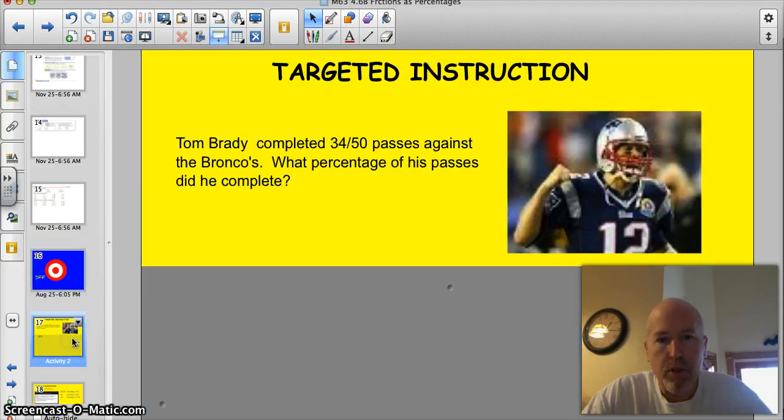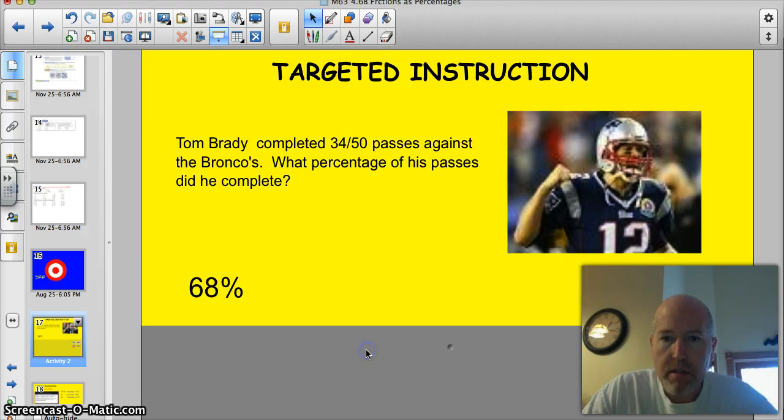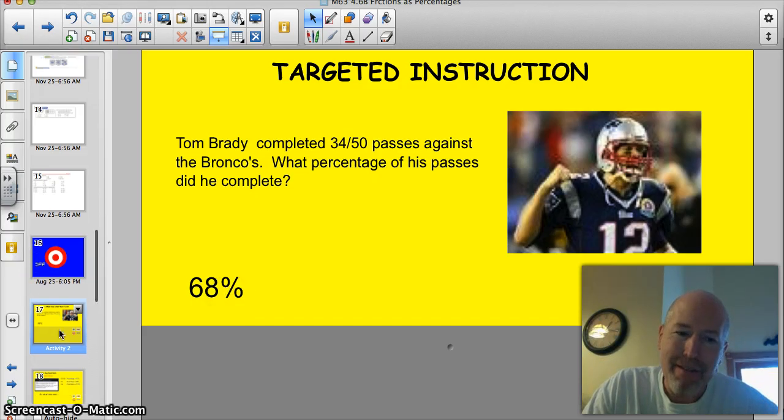Let's go to another sports-related example here. Tom Brady completed 34 of 50 passes against the Broncos. What percentage of his passes did he complete? Well, 34 out of 50, that translates as 68%.